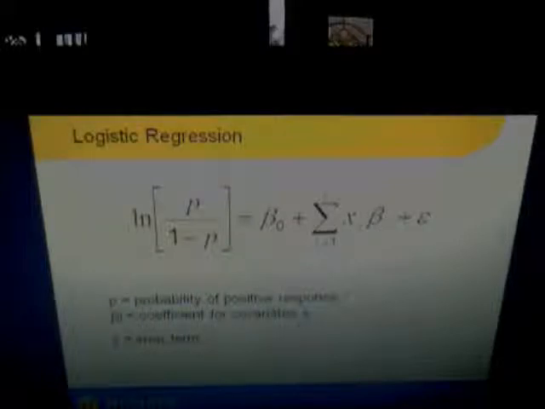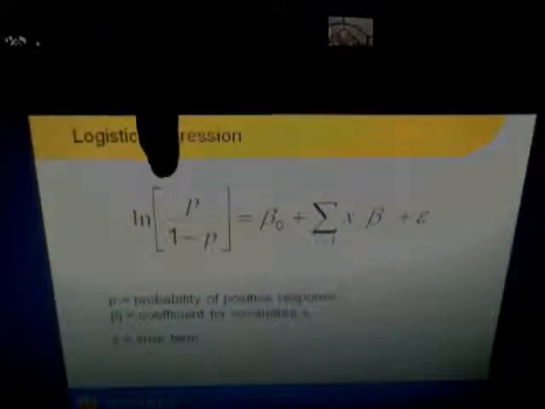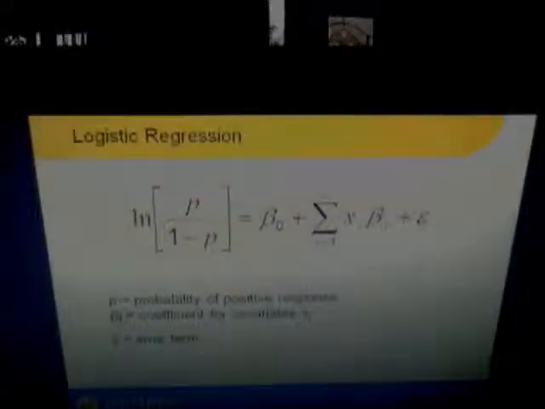And here's the regression equation. So I'm going to point to this. This part here is just like the multivariate case, the x's and the betas, those covariates. And then the left-hand side of the equation is the logistic piece. So that P is the probability of our positive response. And then again, we have an epsilon error term included, and in this case, it will follow a binomial distribution.